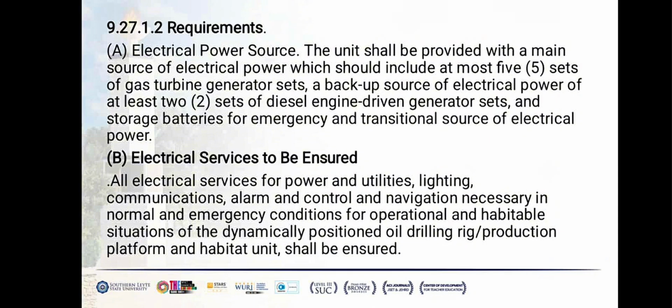B. Electrical services to be ensured. All electrical services for power and utilities, lighting, communication, alarm, and control and navigation necessary in the normal and emergency conditions for operational and habitable situation of the dynamically positioned oil drilling rig, production platform, and habitat unit shall be ensured. So the electrical services for power and utilities lighting shall be ensured.